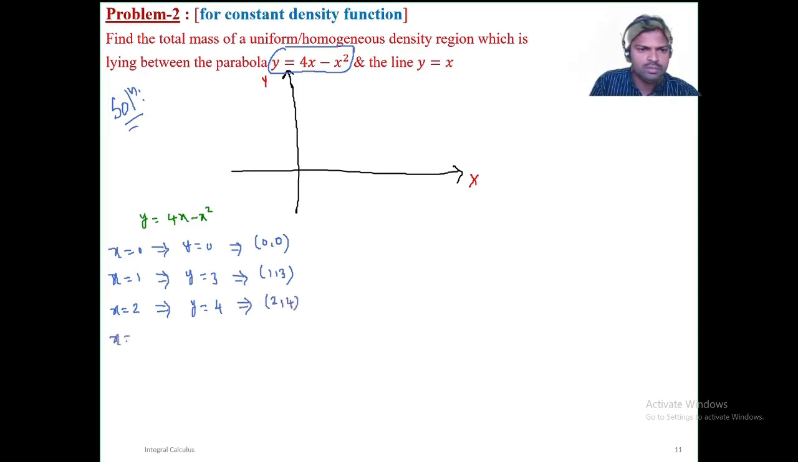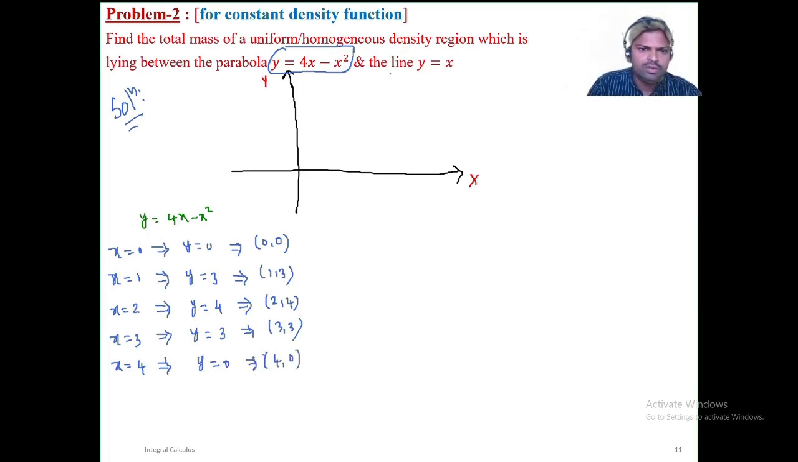Next take x is 3. For the y value, 12 minus 9, it is 3. So the point is 3 comma 3. Then take one more point where it touches the x-axis. I think x is 4 now, 16 minus 16, 0. So the y value is 0. Therefore the curve touches the x-axis at 4 comma 0.